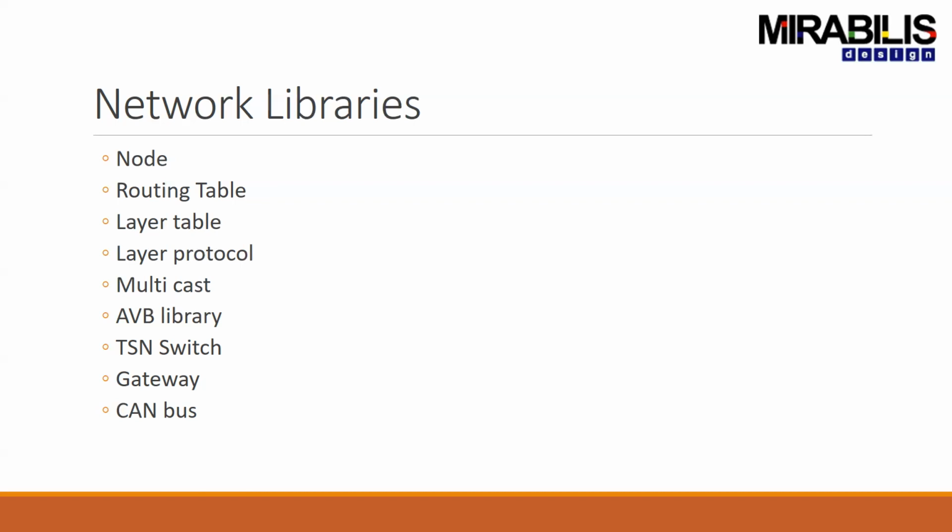We also have a CAN bus. As I mentioned, it is implemented as per the standard, and we can use that to connect sensors and actuators. So these are the list of network libraries in VisualSim.